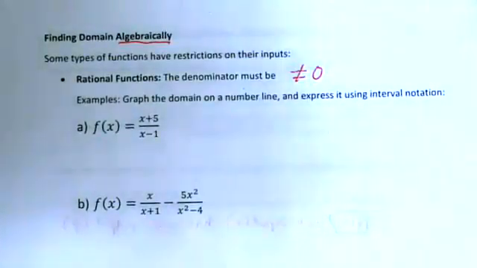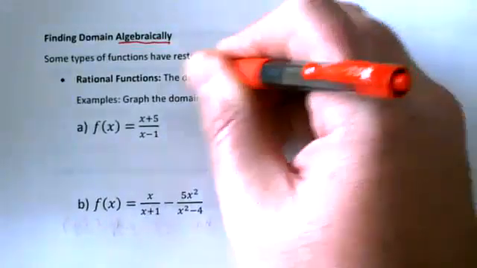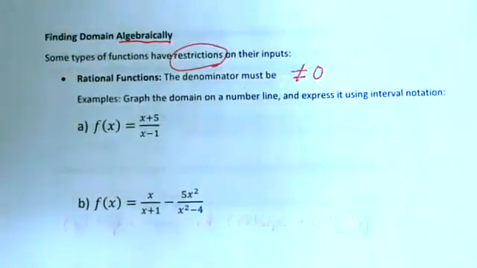Right? Domain is what we're allowed to put in. We're allowed to put in anything that causes the denominator to not be equal to 0. This is our restriction. And this is going to be the absolute key thing as we deal with finding domain algebraically. So we're going to go through some examples here, and I'll kind of take you through my thought process.